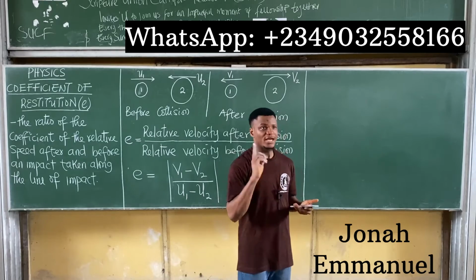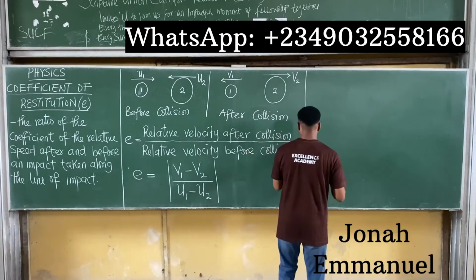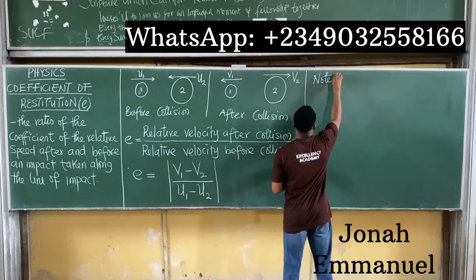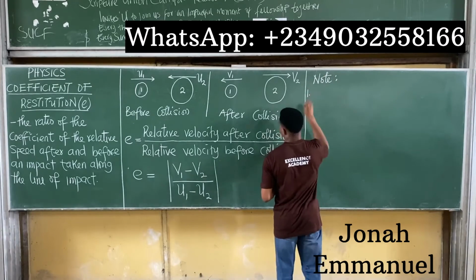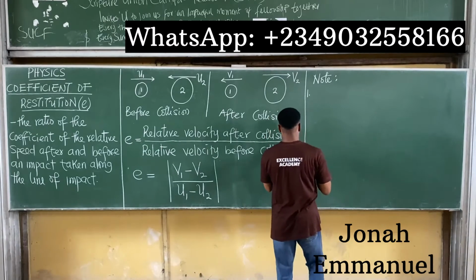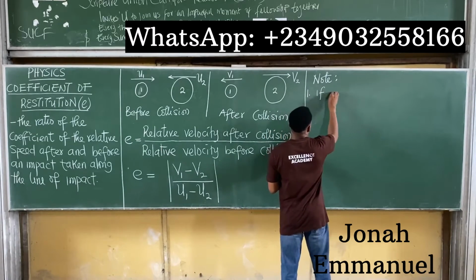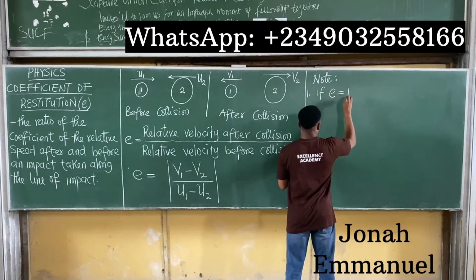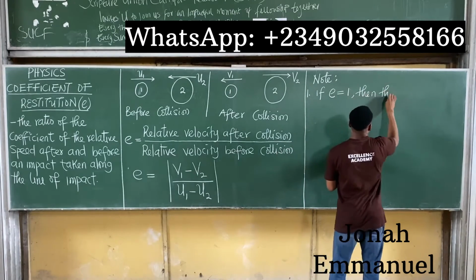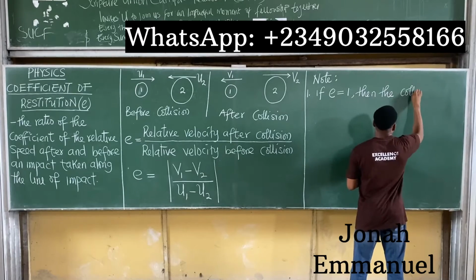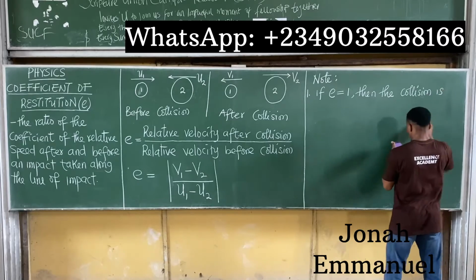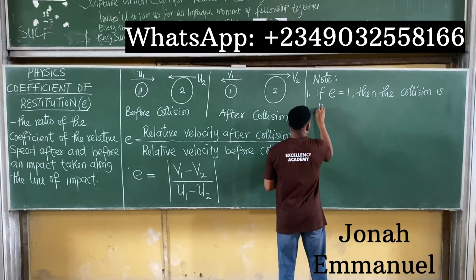Now, very simple. Here's what to note. Note the following. This is how coefficient of restitution helps us to know the kind of collision. Number one, note that if the coefficient of restitution is equal to 1, then the collision is perfectly elastic.